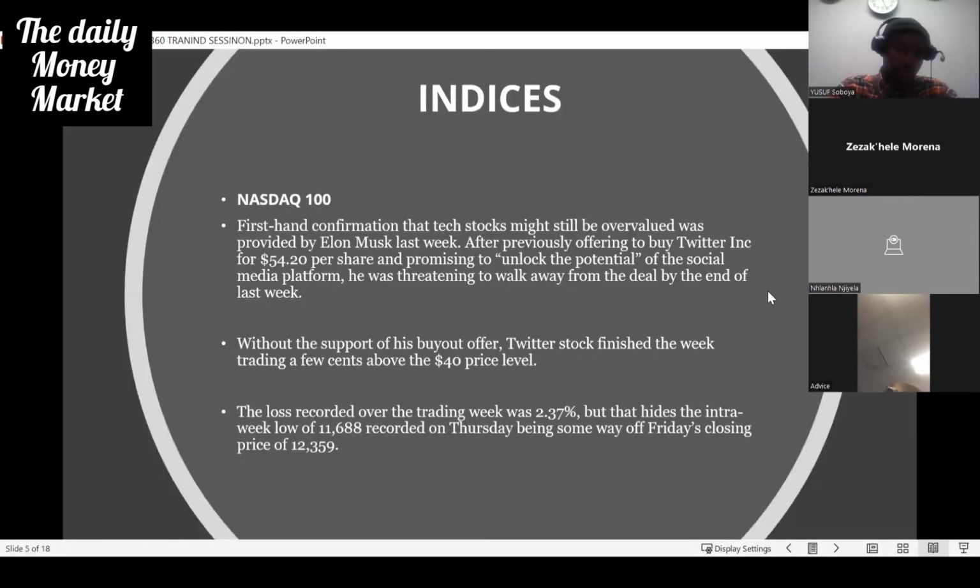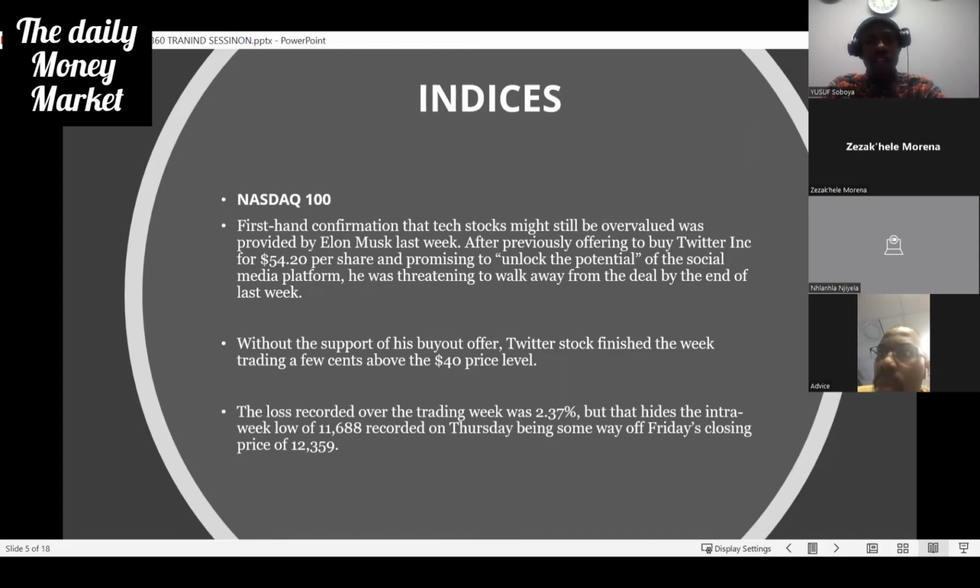These are some of the things that actually drive the market as well, for you to be able to trade. So I also wanted to check on the indices before we go deeper into the technical analysis. The NASDAQ itself, the first-hand confirmation that tech stocks might still be overvalued, was provided by Elon Musk last week. We remember when Elon Musk last week bought Twitter, the majority of shareholders in Twitter, and that actually drives the NASDAQ itself. That is why Elon Musk is involved when we are talking about NASDAQ at the present time.